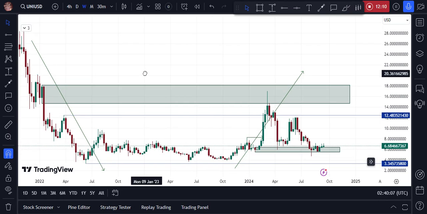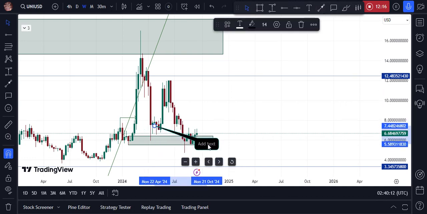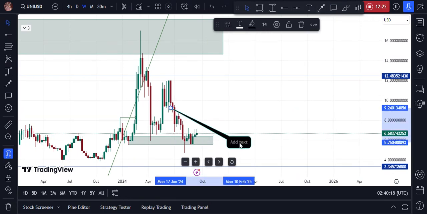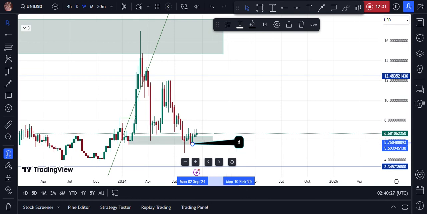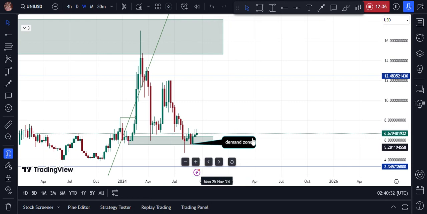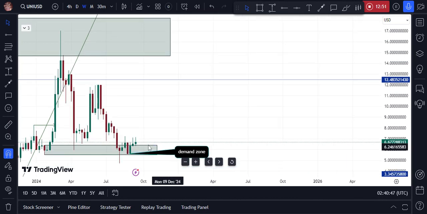Very important. Price came back to retest the zone called the demand zone. This is very important. After retesting this demand zone, it gave this retest the first time, went up again, and now came and gave this retest the second time.